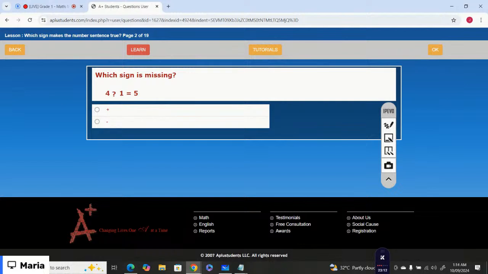So which sign is missing? That is 4 plus 1 or 4 minus 1, which is the correct option? That is 4 plus 1 equals 5. You need to add them, right? Because when you add 1 to 4, that makes 5.